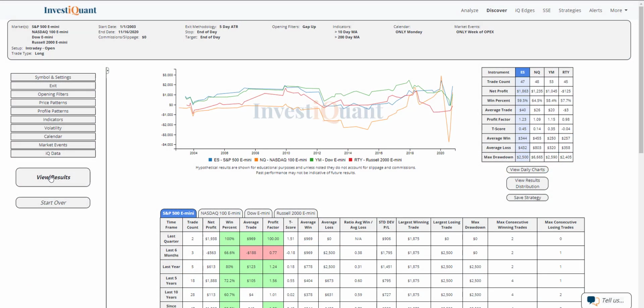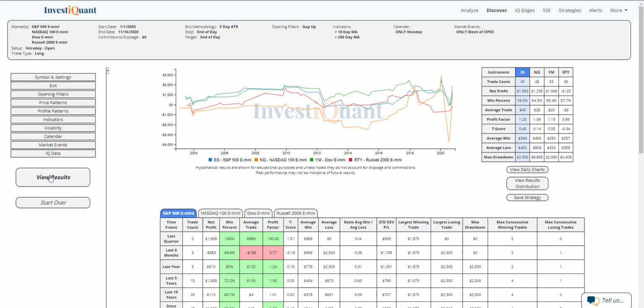And here we go. So these are the results of going long on Monday of options expiration week in a bullish environment when you open above the prior day's closing price. So historically, we've got 47 samples in the S&P. We've got 48 in the NASDAQ, 53 in the Dow, and 45 in the Russell.